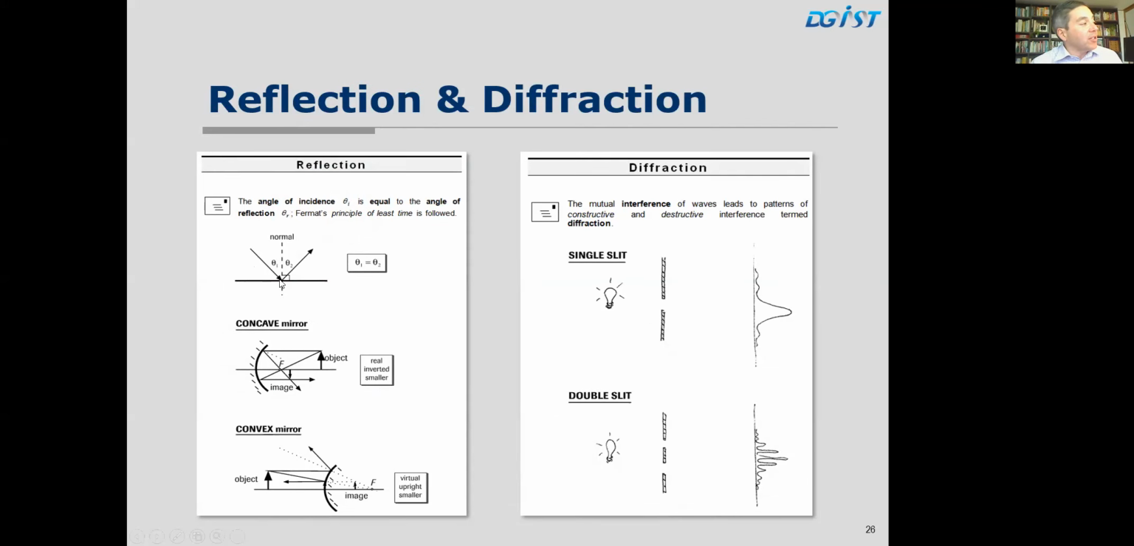Reflection, as I mentioned, is when light bounces off at an angle of incidence equal to the angle of reflection. That results in different mirror properties. We don't need to talk about this in detail. And diffraction occurs because you have mutual interference of waves emerging from a single point. A single slit diffraction will result in a pattern, as you can see here. A double slit diffraction experiment will result in successive intervals of constructive and destructive interference, as you see in the lower right-hand side.